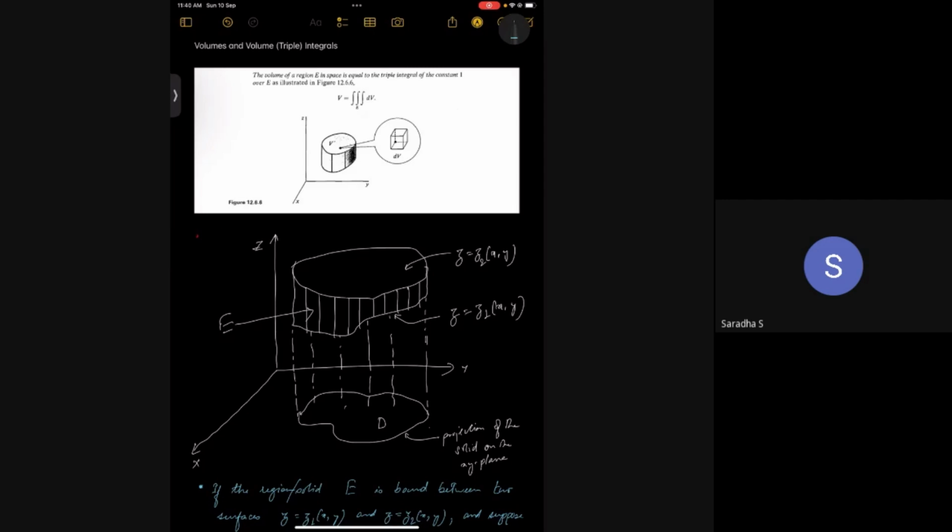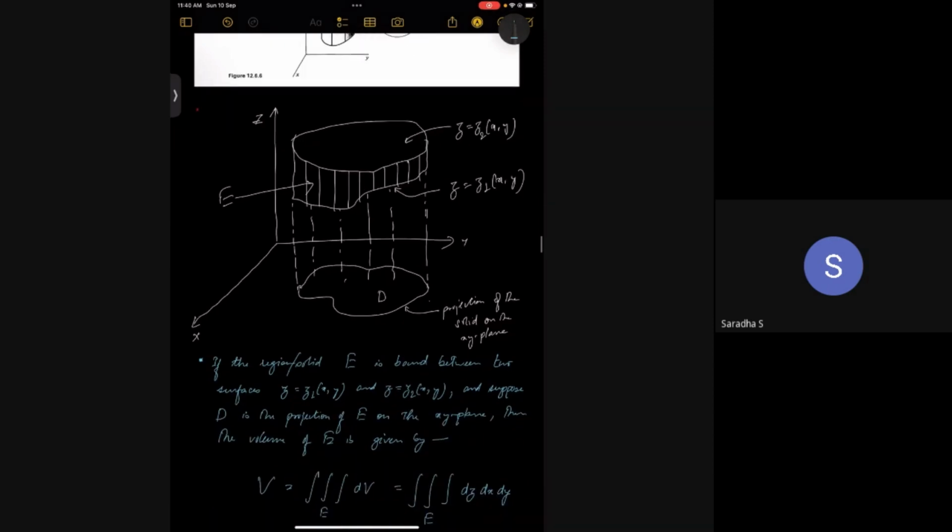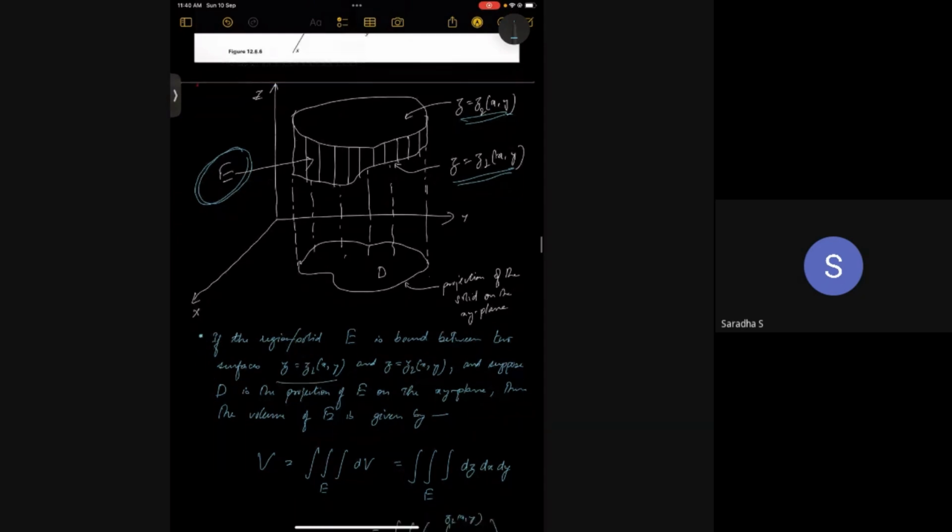Next topic is volumes and volume integrals. So long story short, it's very much similar to the surface integral that we did. So assume that we have a solid E that I've drawn here, and we assume that the solid is bounded by two surfaces, z equal to z1(x,y) and z equal to z2(x,y). We assume that the projection of this solid on the xy plane is D.